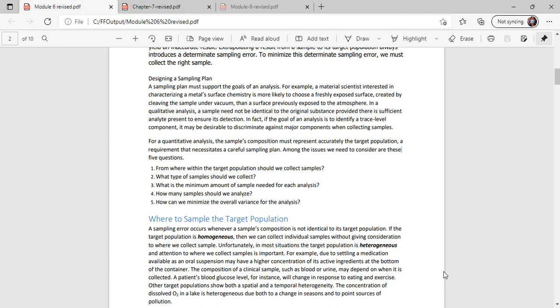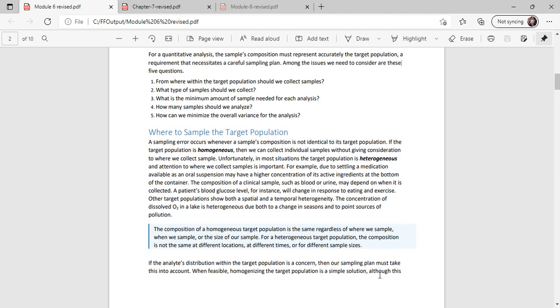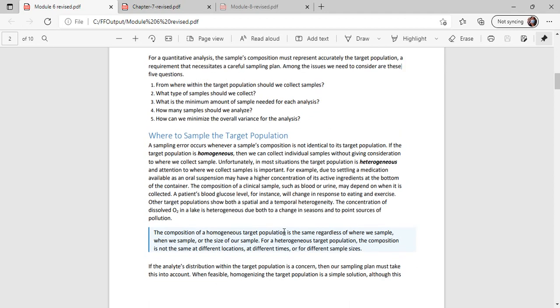The composition of the clinical sample, such as your blood and also urine, may depend on when it is collected. Or a patient's blood glucose level, for instance, will change in correspondence to their eating, what was last ingested, and their exercise, because our sugar is consumed in our body as a form of energy. And also, your target population may show both spatial and temporal heterogeneity. The concentration of dissolved O2 in a lake is heterogeneous due to the change in season and to the point source of pollution.